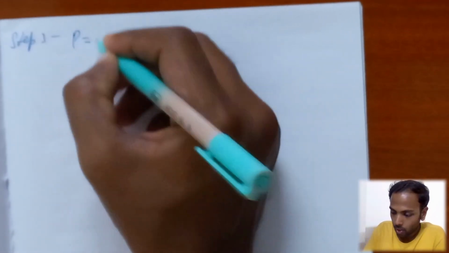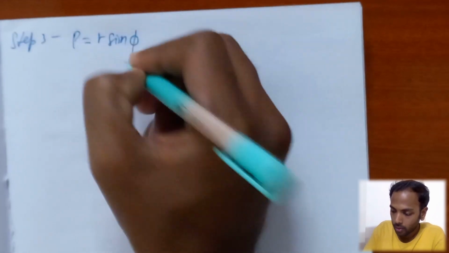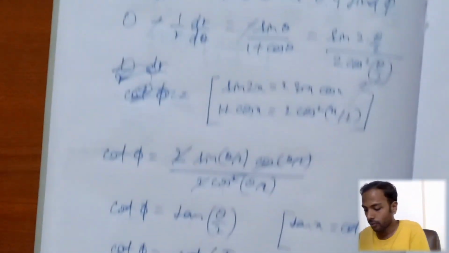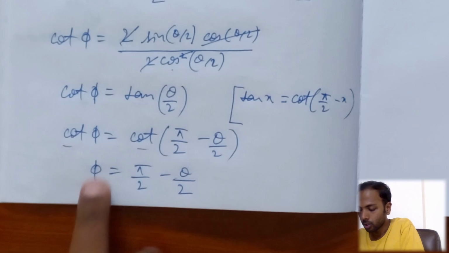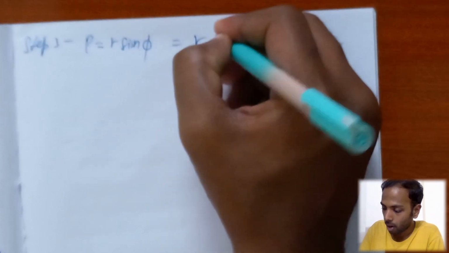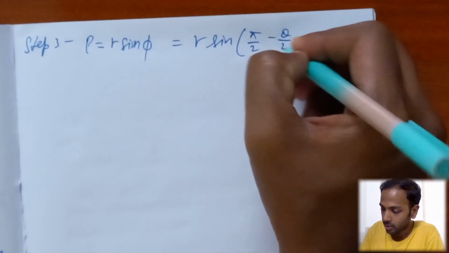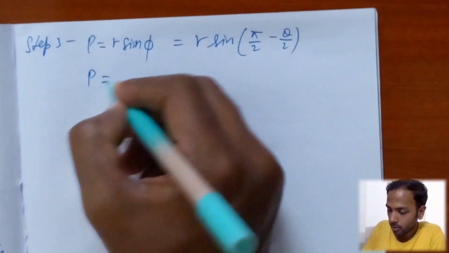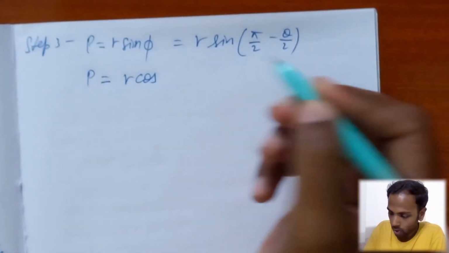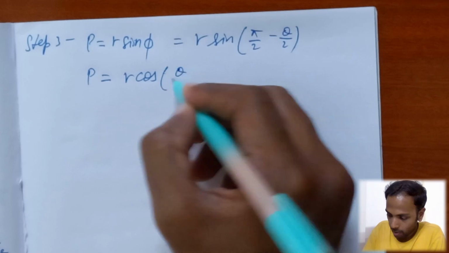We know that P is equal to R into sine phi. Am I right? We already found phi. So substitute this phi over here. That will be step 3. So this will become R into sine of phi, which we just now found is pi by 2 minus theta by 2. And then P is equal to R into cos theta by 2.